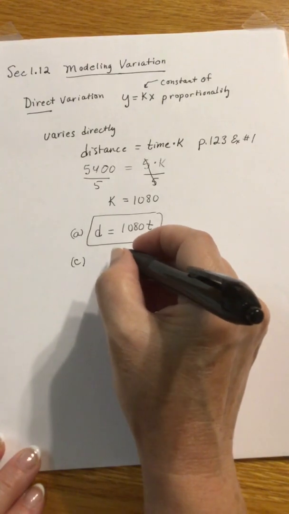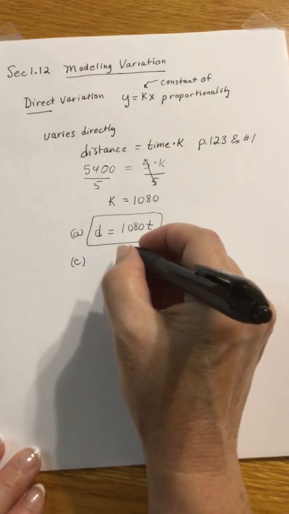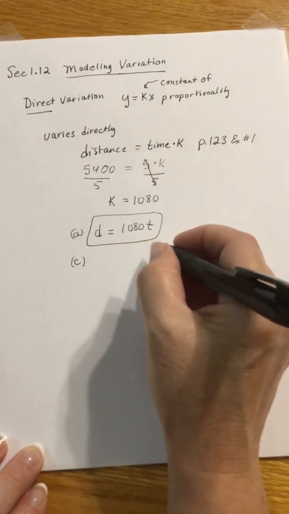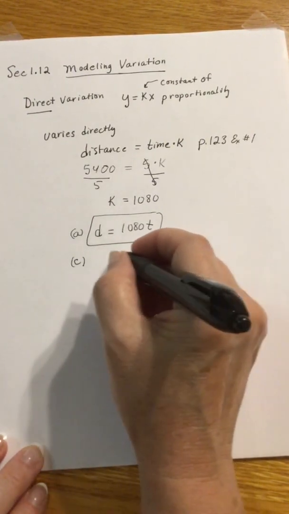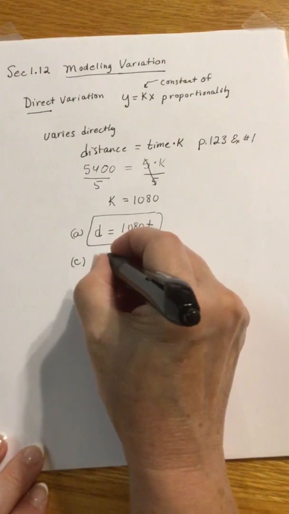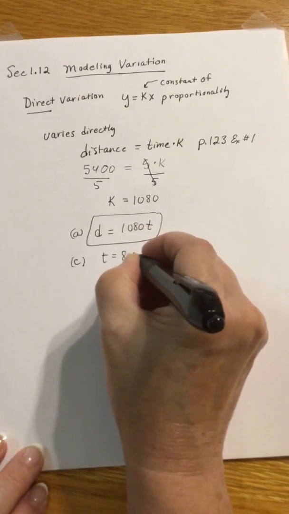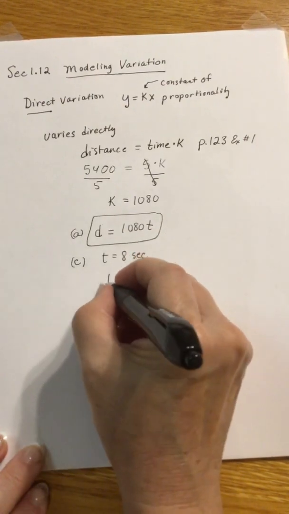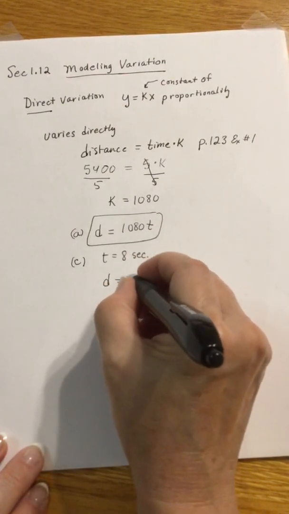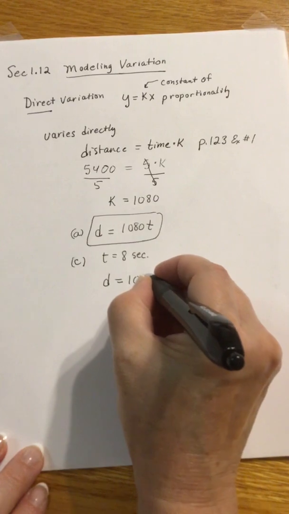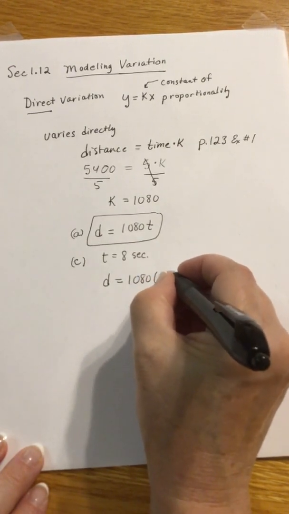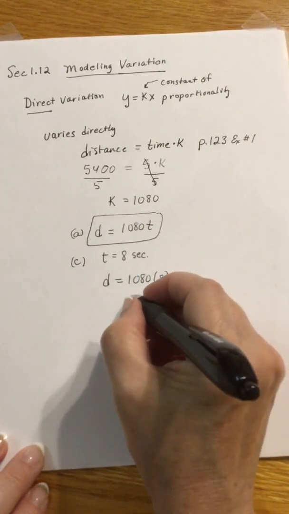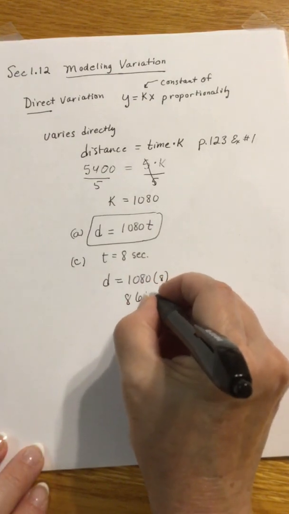C says, if the time interval between the lightning and the thunder is now 8 seconds, how far away is the storm? So now where is the 8 going to substitute in for it? It's time, so time is equal to 8 seconds. So we're going to put the 8 in for the t. So I'm going to get distance equals 1080 times 8. So we get 8,640 feet.